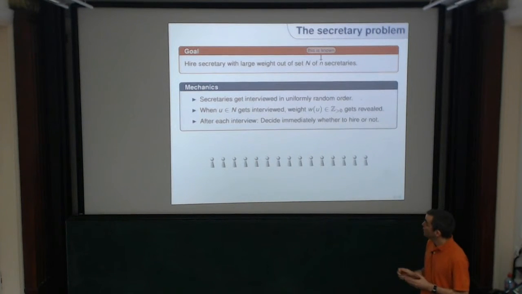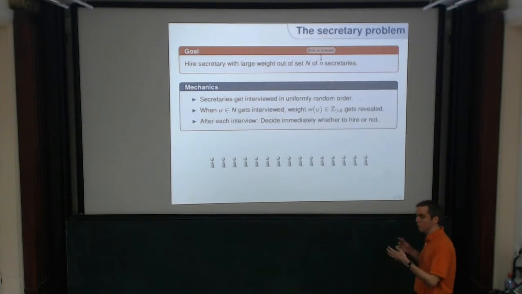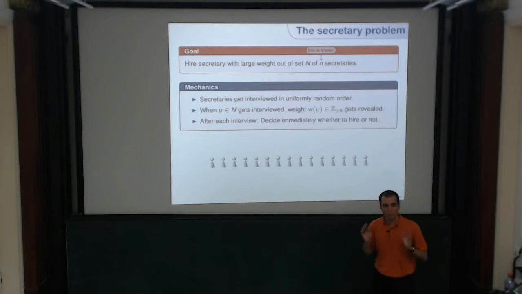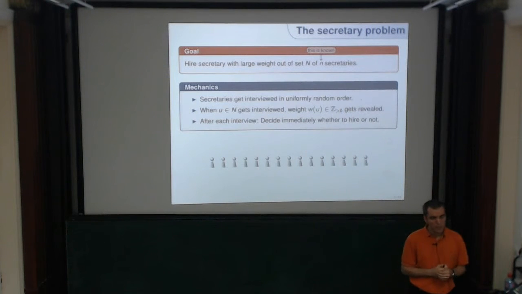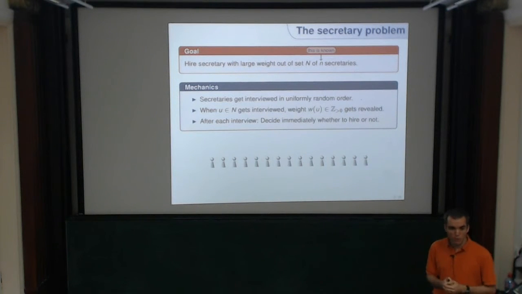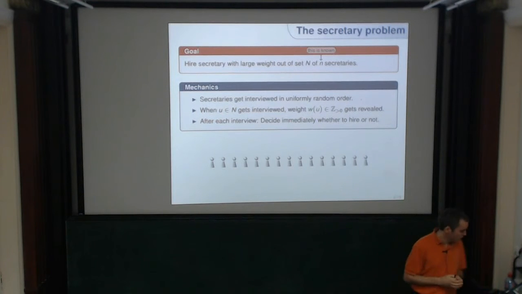So you're given a set of n secretaries. I think of each one having a weight, a non-negative weight, and you want to hire one of them with a weight as high as possible. So the mechanics are the following. The weights are assigned at the beginning, but you don't know them. They appear in random order and declare their weight.